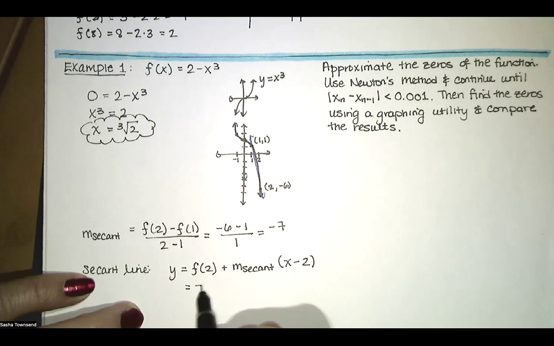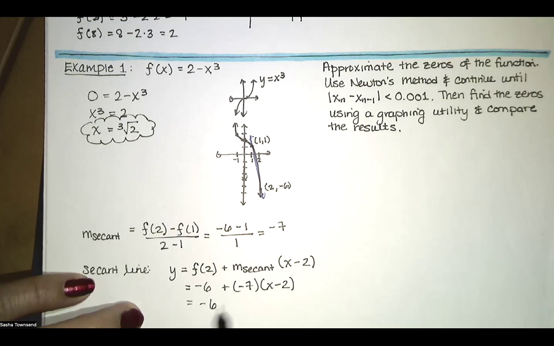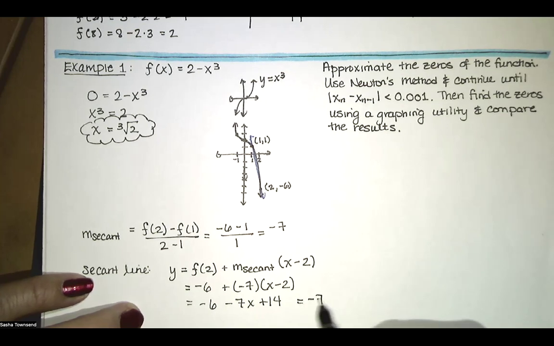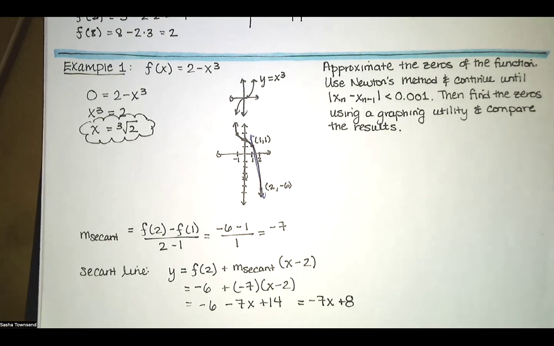F of 2 is -6. Slope of the secant is -7. If we distribute that -7, we get this. And 14 minus 6 is 8. So you have -7x plus 8. So that is our secant line.